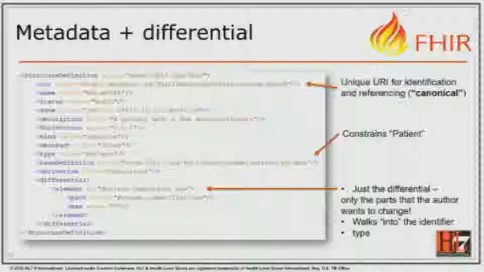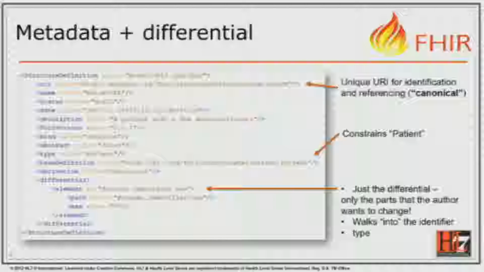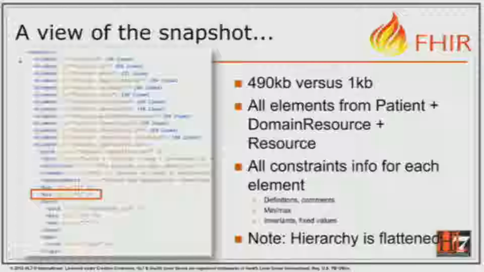Now, when I merge these two, when I'm creating a snapshot of these two, it starts to look like this. At first, this one here is definitely under 1K. The snapshot is 490K. Why? Because it includes all elements from patient, plus the base class of patient, which is domain resource, which has things like meta and implicit rules and language, plus resource, and so on and so on.